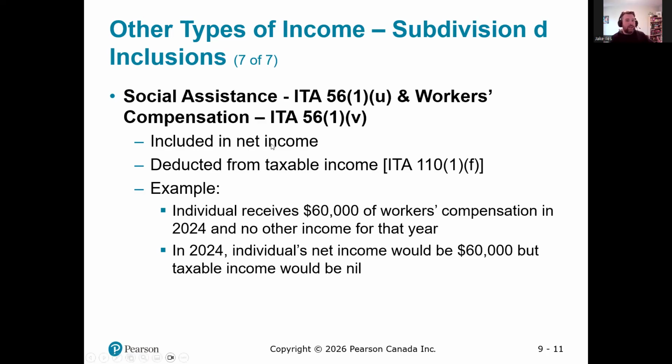They only want to include it in the net income to determine those eligibility parameters, but they don't want to tax you on the aid the government's giving you, so you will then be allowed to rededuct it from taxable income. So if an individual receives $60,000 of workers' compensation and no other income for that year, their net income will be the 60,000 received, but taxable income will be nothing. Their income is basically a type of insurance payout that's going to be non-taxable. They just want it reported.